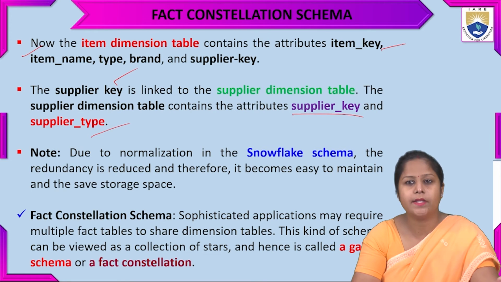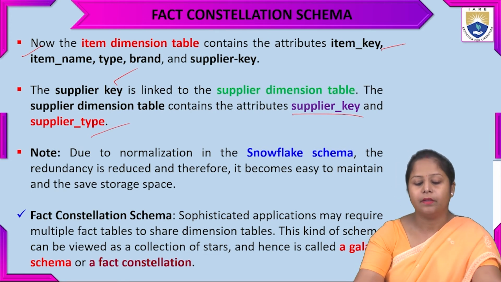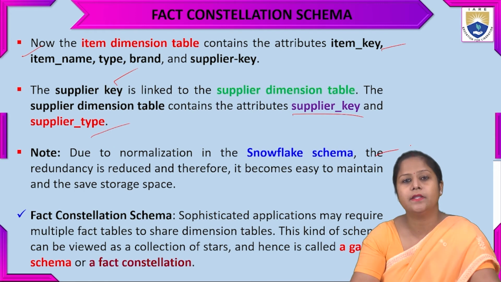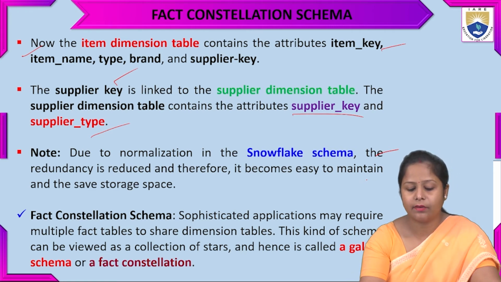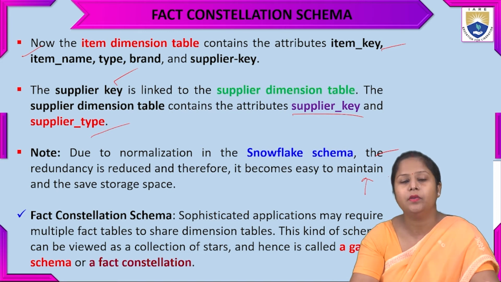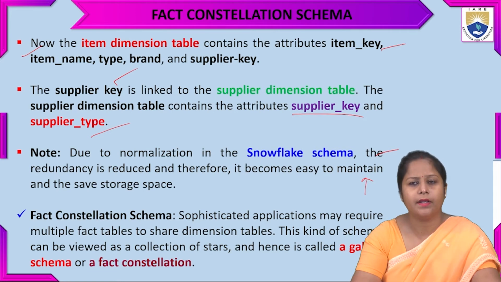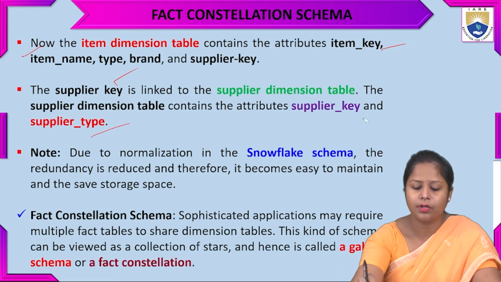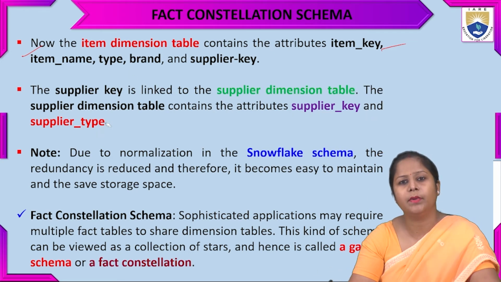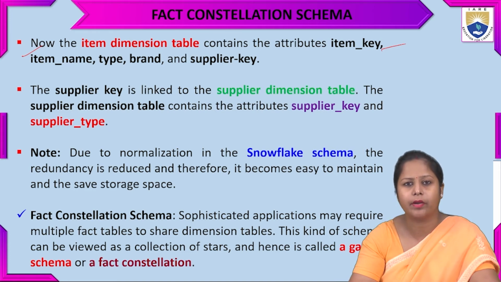Due to the normalization in the snowflake schema, the redundancy will be removed, and then it becomes very easy to maintain, and it will save storage space also. So the fact is the star schema came earlier, and there were some cons. After that the snowflake schema came, which reduces the storage, and the redundancy will not occur, right?